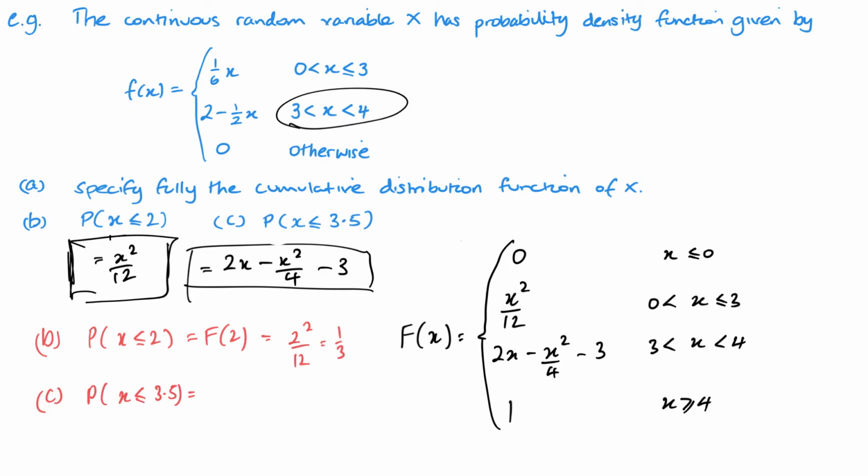Now, when I come to look at part C, we've got less than or equal to 3.5. 3.5 is in this section, so it means we're using this one. So that means we're looking at F of 3.5, and that is simply 2 times 3.5 minus 3.5 squared over 4 minus 3. And then just to your calculator, and that gives me 15 over 16. And there I have my 2 answers.